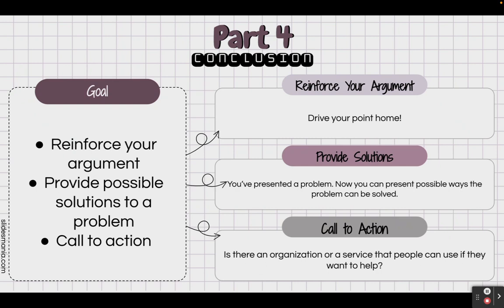And then lastly, you want to include a call to action. What do you want people to do with this information now that they think the way you do, if you've convinced them? Is there an organization or a service that people can use if they want to help?